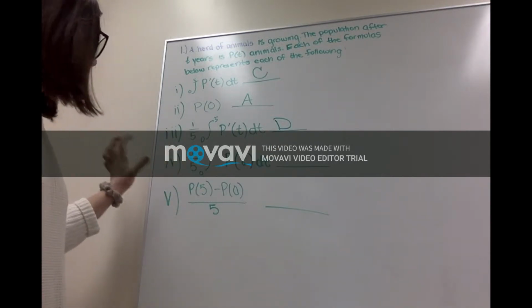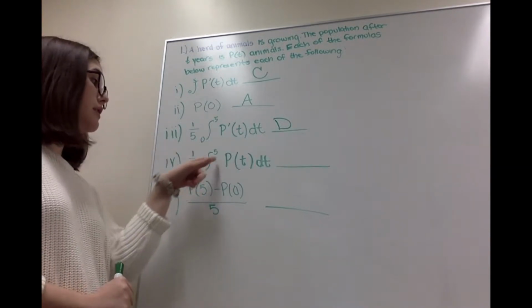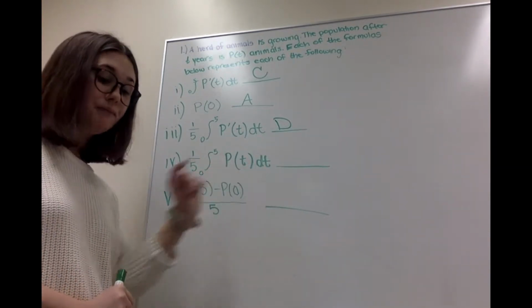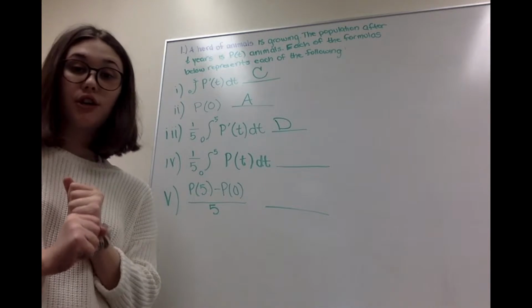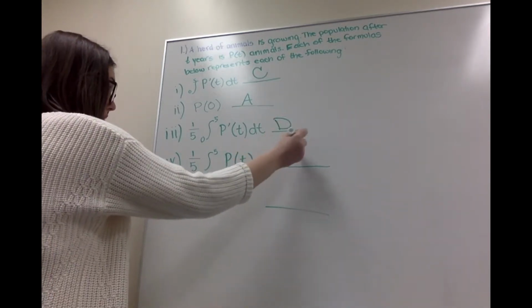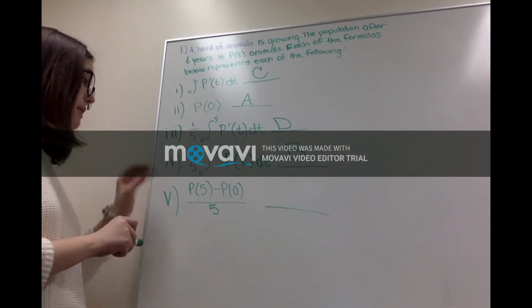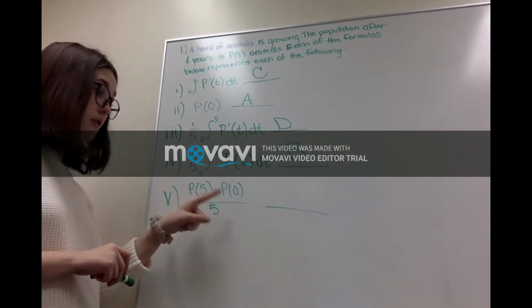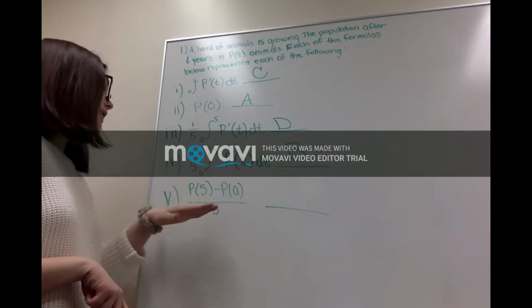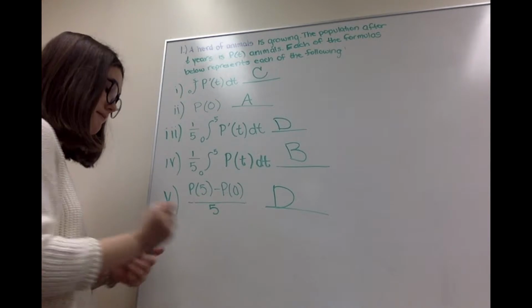And then for number 4, it's 1/5 the integral 0 to 5 P of T dt, and that is talking about the average size of the herd in the first 5 years, and that is letter B. And then this one is talking about the average rate of change because it's the new value minus the old value divided by the number of years, which is 5, and that is D.